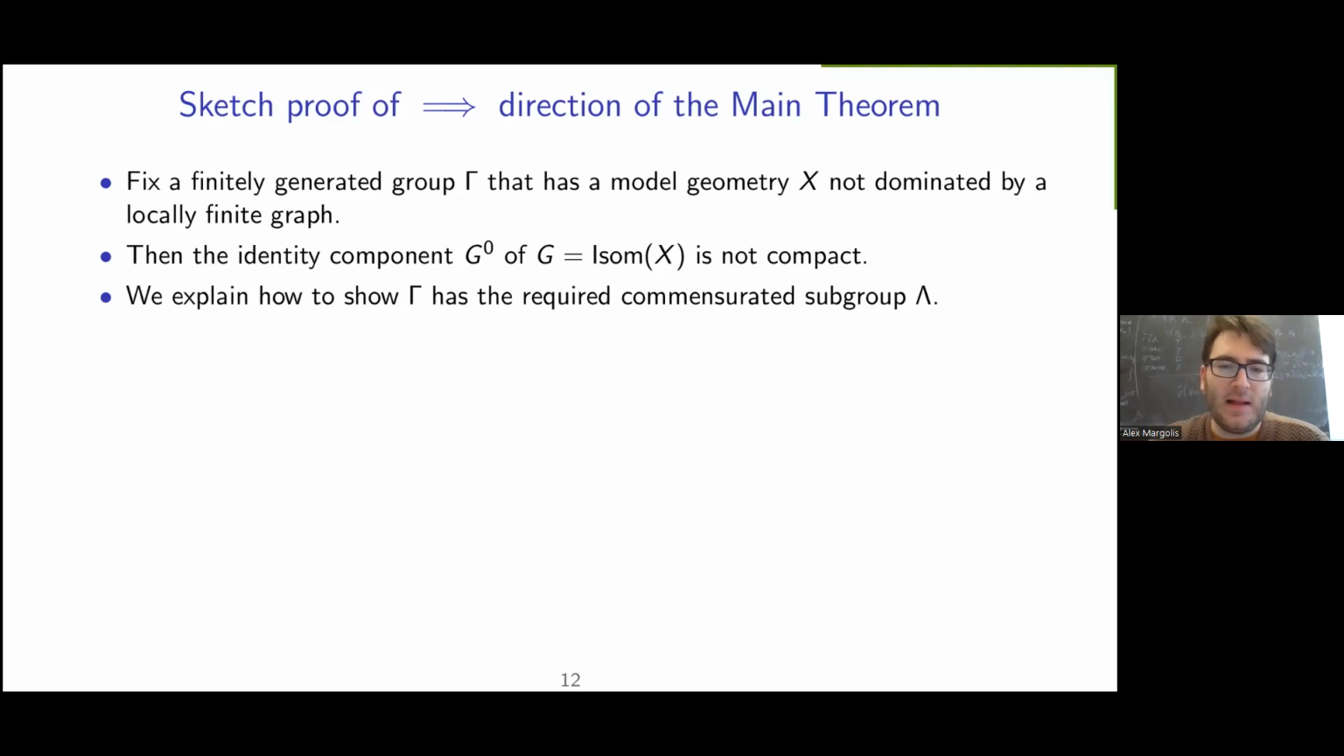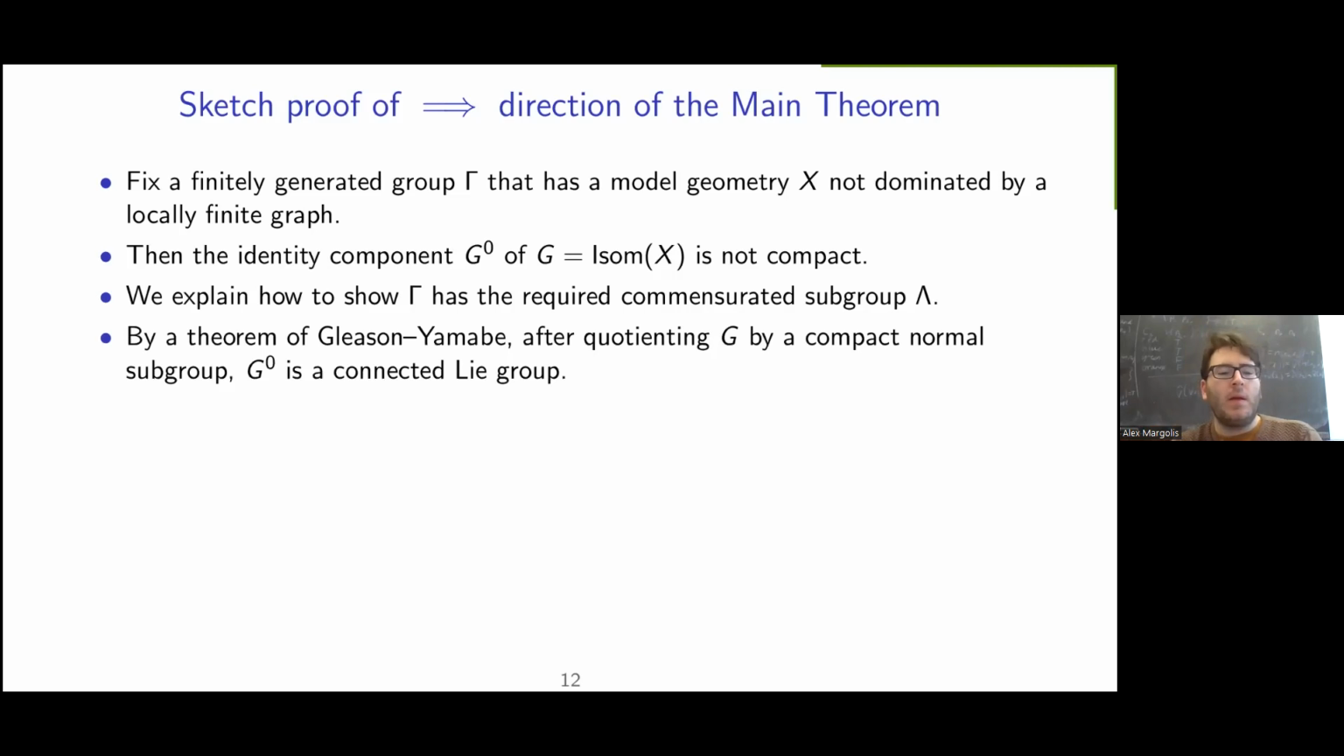And we'll use this to show that gamma has the commensurated subgroup lambda, which satisfies the hypotheses of the theorem. So by a result of Gleason and Yamabe, and this is the work that went into showing Hilbert's fifth problem has a positive solution, after possibly quotienting by a compact normal subgroup, we can assume that G0, the identity component of G, is a connected Lie group. And this is a very hard theorem to prove.